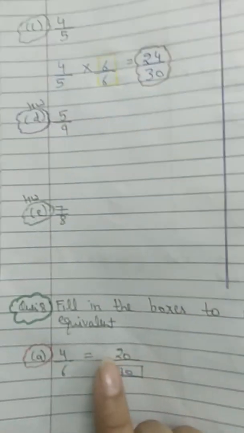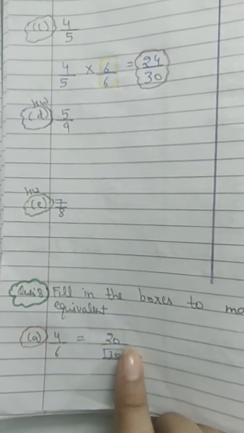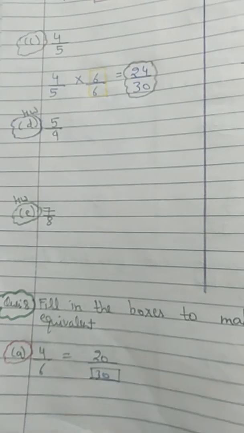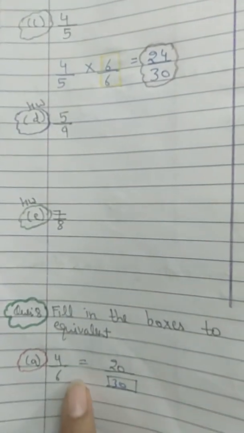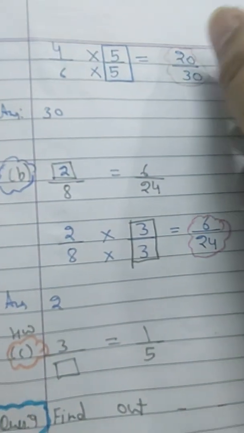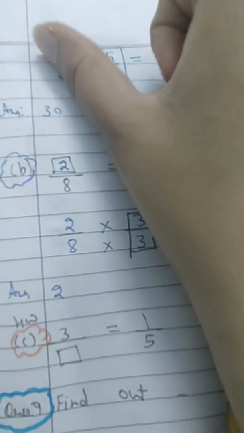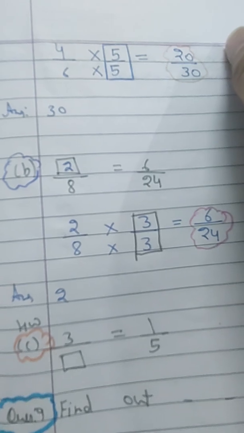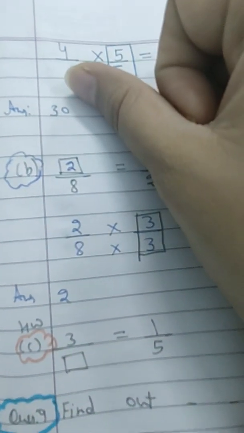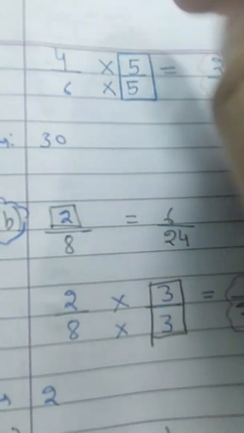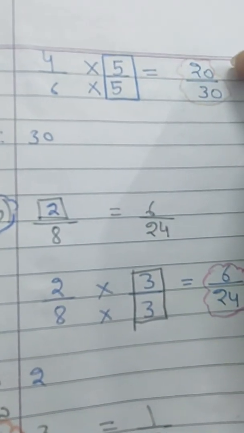Now let us do question number 8 here. Fill in the boxes to make the fractions. So you have to fill these boxes so that you can make the equivalent fraction. 4 by 6 is given and here we have 20. So now as you can see, it is going to a bigger number. When you are going to a bigger number, then you have to multiply. When you are going to a smaller number, you have to divide. So 4 should be multiplied by what so that you can get 20.